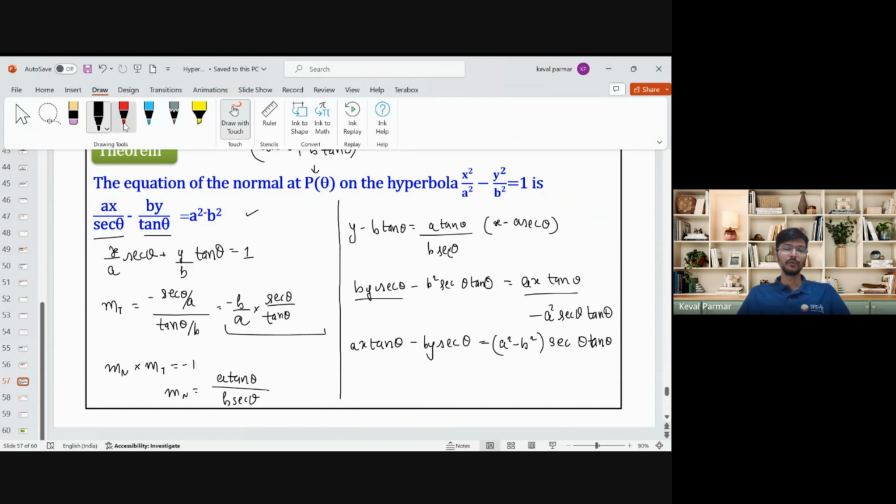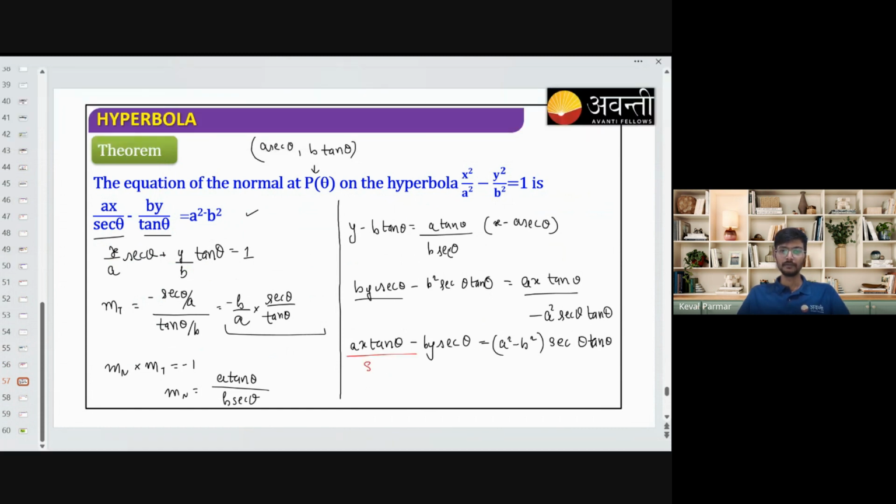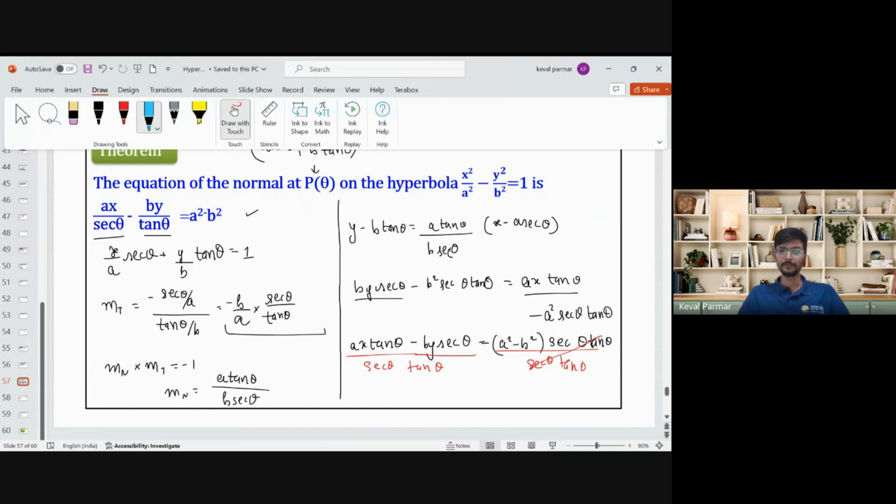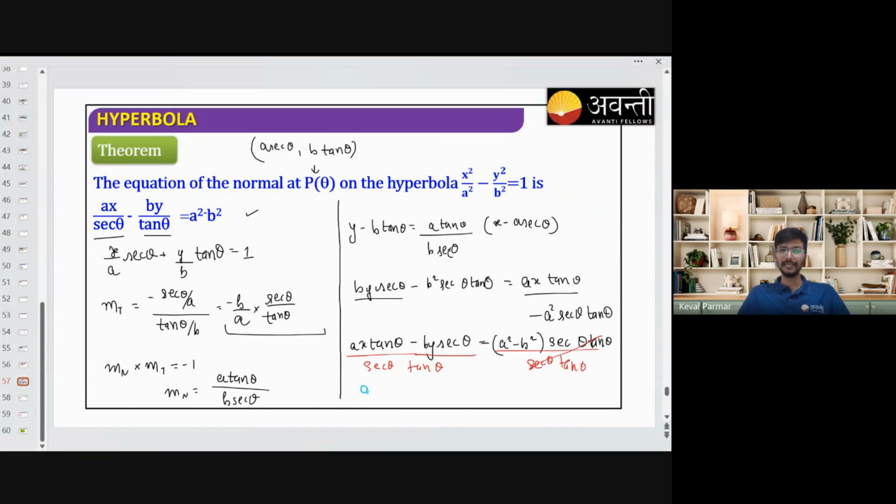And if we now divide by sec theta tan theta on both sides, I think we'll get the required answer. So this will get cancelled, this will get cancelled, and the final answer will be a x upon sec theta minus b y upon tan theta is equal to a square minus b square. This is our answer.